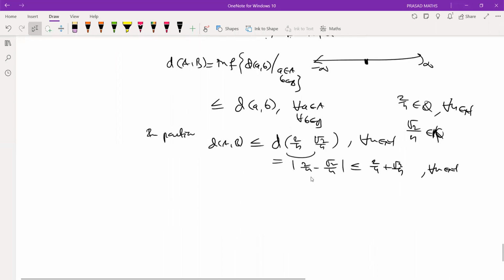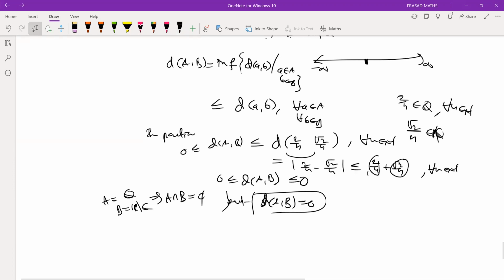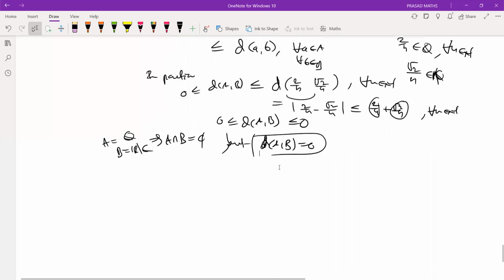That means letting n tends to infinity, always by sandwich theorem, the distance is less than or equal to 0, because 2 by n tends to 0 and root 2 by n tends to 0. Therefore this is 0. That means distance between A to B is 0. So what you observe? My A set is rationals, my B set is irrationals. They are disjoint.